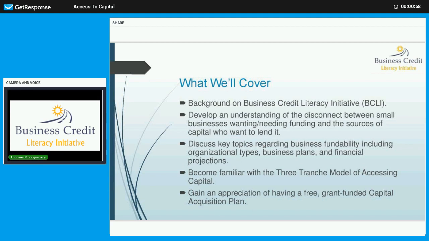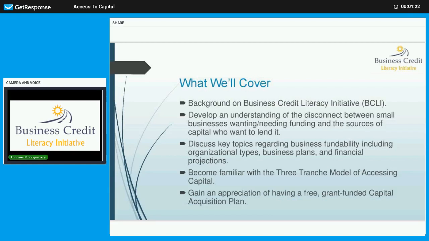So what we're going to do is really drill into different aspects of your business and help you better understand the choices that you make and how your business is set up, how it impacts your access to capital. Fourth, we're going to talk about our 3-tranche model of accessing capital, because there are different types of capital for different needs. So we're going to give you an overview of that.